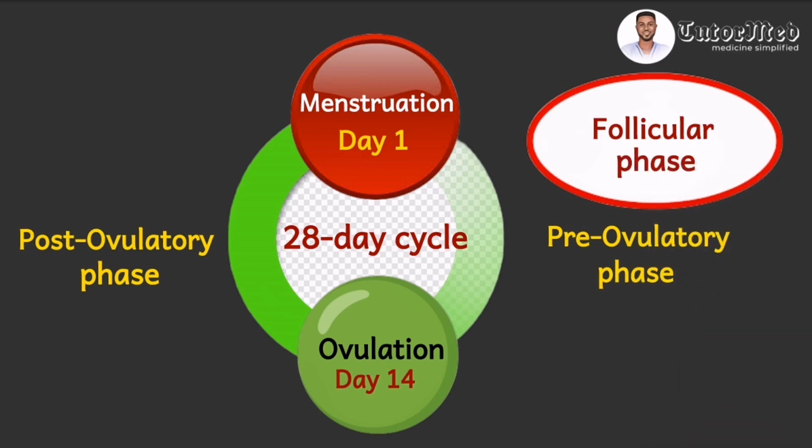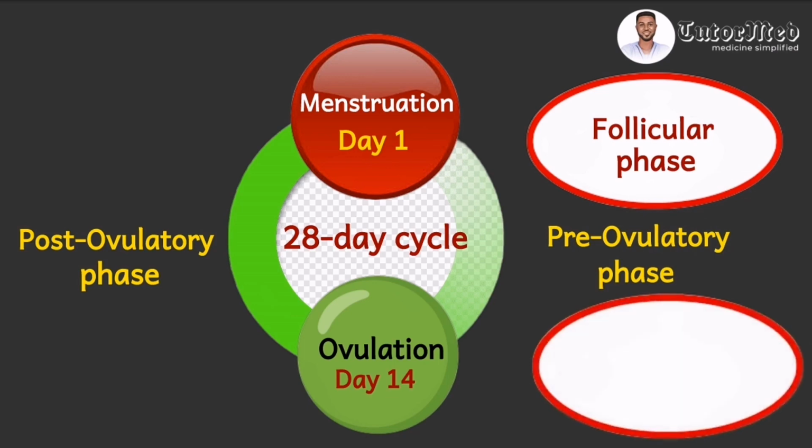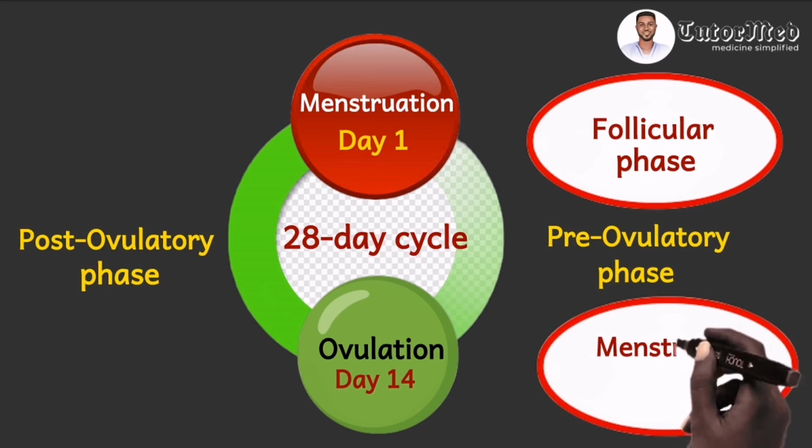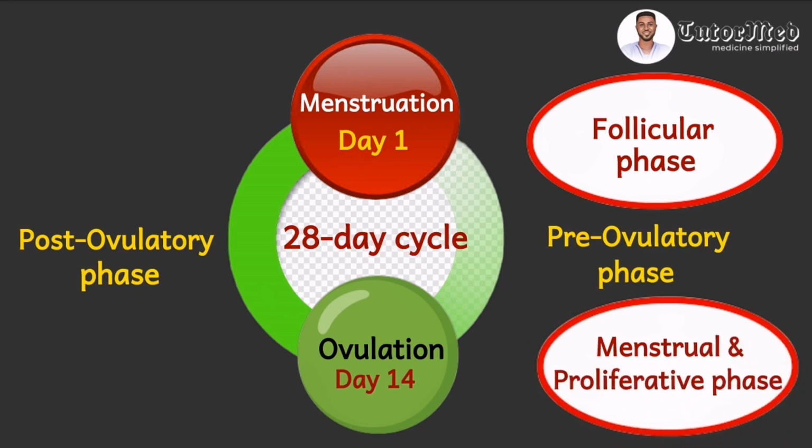And then during that same period, which is the pre-ovulatory phase, the changes that occur in the endometrium are the menstrual phase, which is characterized by menstruation, and the proliferative phase, which is characterized by proliferation of the endometrium to regenerate the functional layer which was shed during the menstrual phase.